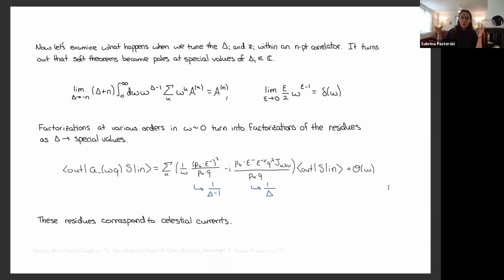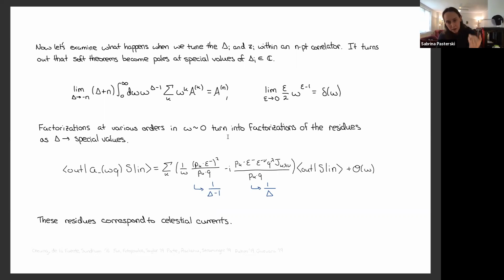If I look not at a particular low point amplitude, but within a larger point amplitude, I tune the position of an operator, or I actually tune the spectrum, because I have this freedom to tune the spectrum. What's happening? One thing that's nice is that I have soft theorems that happen at particular values of delta.